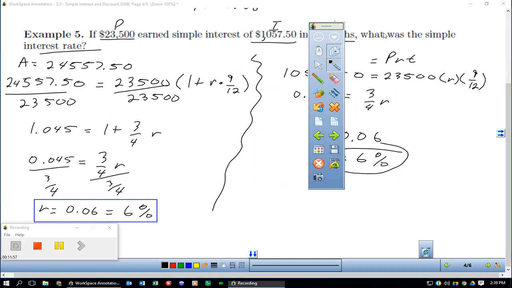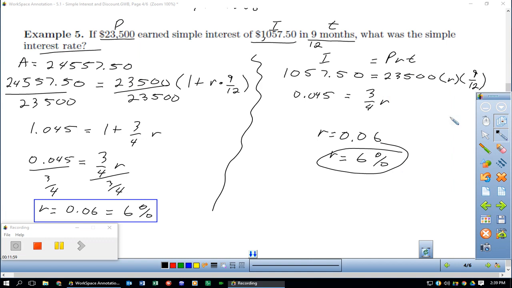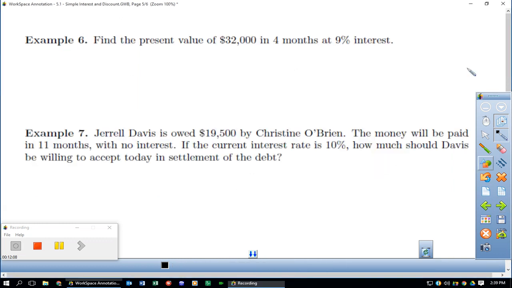In either way, you get the same answer. Whichever one occurs to you first, that's what I would do. All right, next problem.